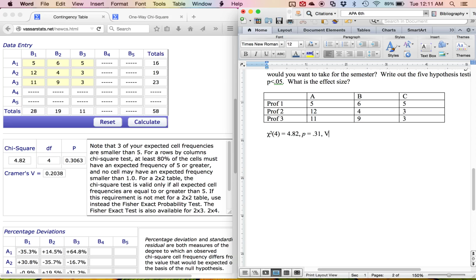So the professors have all the same grade distributions. So it doesn't really matter which professor you take. Now it's tempting, the 2 and 3 look like they're better than Professor 1, but it's actually the same pattern of A's, B's, and C's.